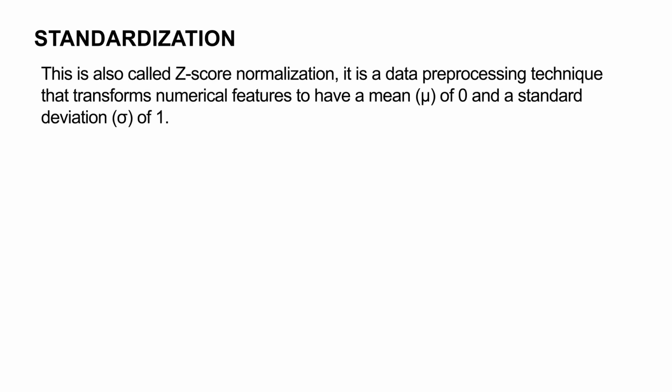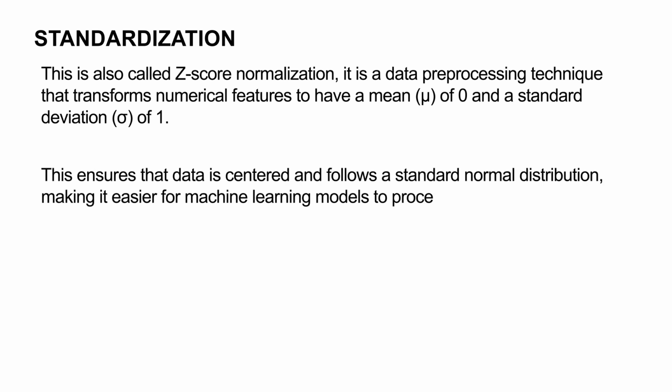Standardization. This is also called z-score normalization. It is a data preprocessing technique that transforms numerical features to have a mean, mu, of 0 and a standard deviation, sigma, of 1. This ensures that data is centered and follows a standard normal distribution, making it easier for machine learning models to process effectively. Z equals x minus mu divided by sigma.